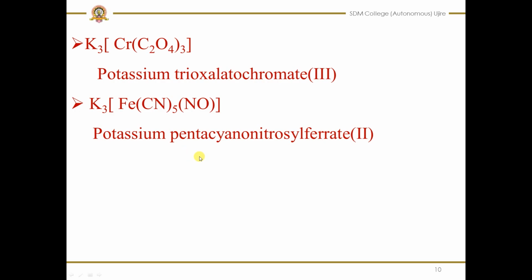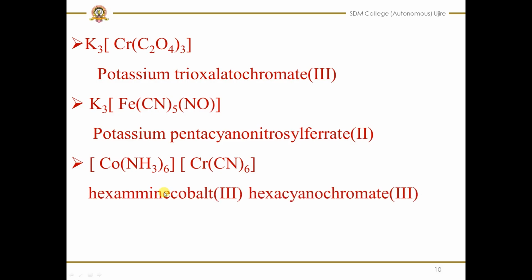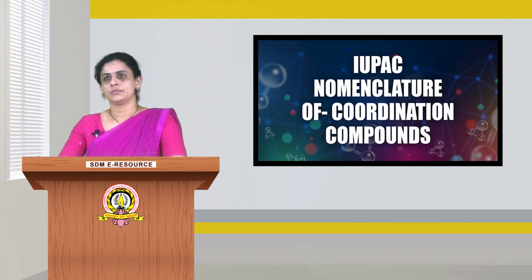One more example, [Co(NH3)6][Cr(CN)6]. Here we can say that there are two complex parts, one complex is an anion, one more is a cation. So, first we have to write the name of the complex cation. The first part is the complex cation [Co(NH3)6]3+. So, the name of this complex part is hexaamminecobalt(III), and the next part is [Cr(CN)6], it is the complex anion. So, the name of this is hexacyanochromate(III). So, here are some of the examples.